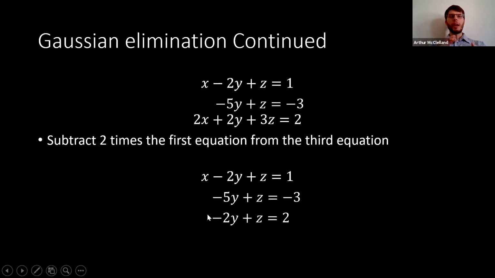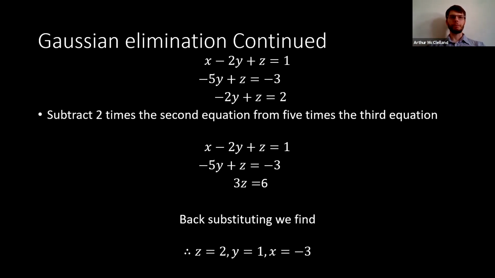And of course, all these steps are reversible. We can just go back the other way. And so we're not changing anything fundamental about the system that these equations describe. We're just trying to isolate the variables so we can wrap our heads around what's going on and find values for it in a systematic way. If we keep going to eliminate variables, we can subtract 2 times the second equation from 5 times the third equation. And now we've gotten z isolated by itself. So 3z equals 6, we can easily solve z equals 2.